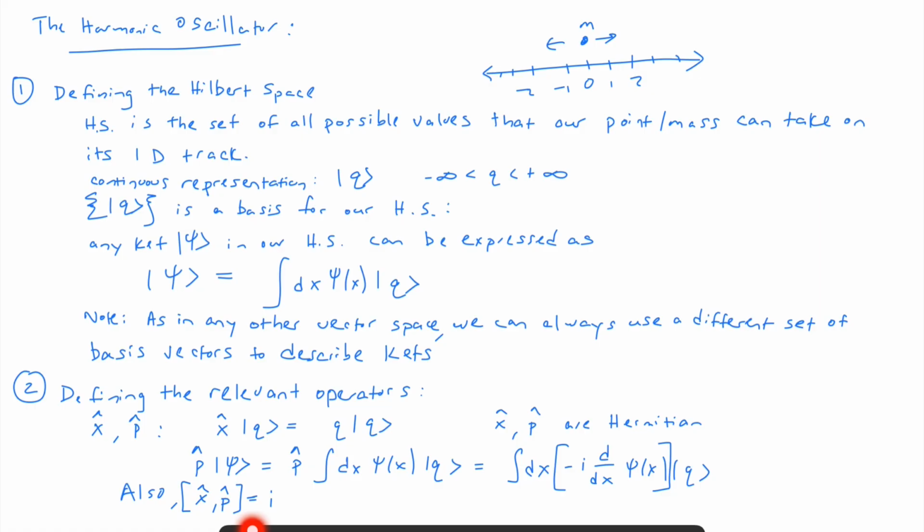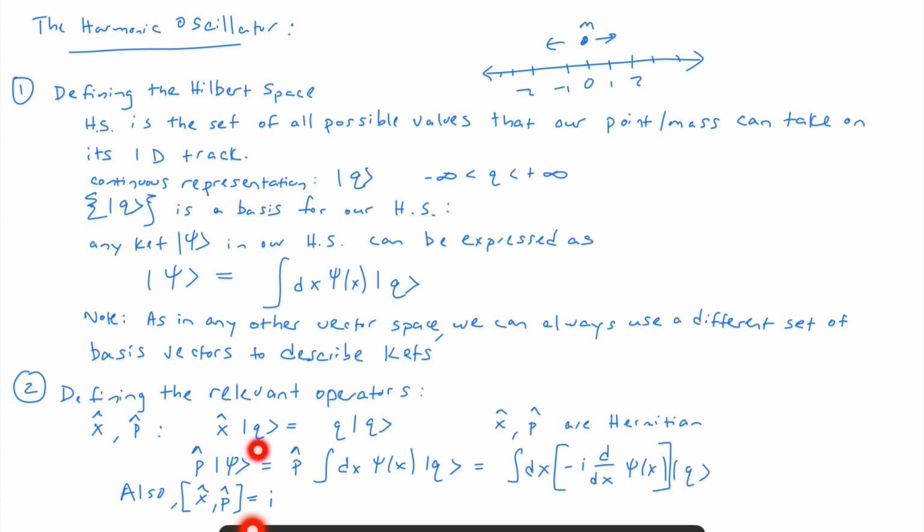Part number 2 of our recipe for quantizing a quantum mechanical system is to then define the relevant operators. In our simple harmonic oscillator that I have here, the classic things to define are the position operator x and the momentum operator p. And what are their actions on this particular Hilbert space?